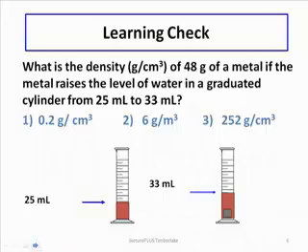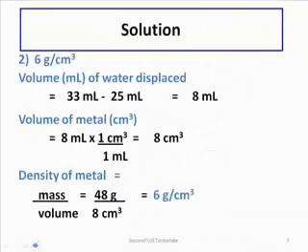So using this example, what if this piece of metal that I dropped in the graduated cylinder has a mass of 48 grams? What would be the density? Okay, the answer would be 6 grams per cubic centimeter. We get that from our volume, which we said was 8 milliliters, and a milliliter and a cubic centimeter are the same volume. Then we divide our mass, 48 grams, by the 8 cubic centimeters, and that gives us a density of 6 grams per cubic centimeter.